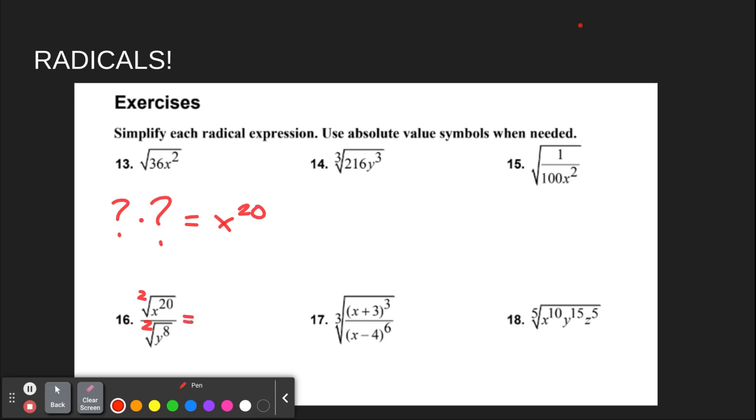Very good. And then what thing times itself is y to the 8th? That's y to the 4th. How did Rachel do that? Well, she thought x to the 10 times x to the 10, that's x to the 10 plus 10, that's x to the 20th. So if we add exponents when we multiply, when we take the square root, we can divide the exponents. So if I look at this, it's going to be x squared, y cubed, and z to the first.